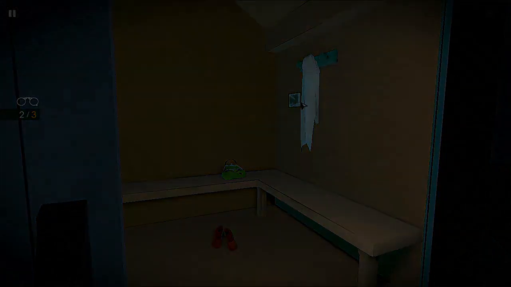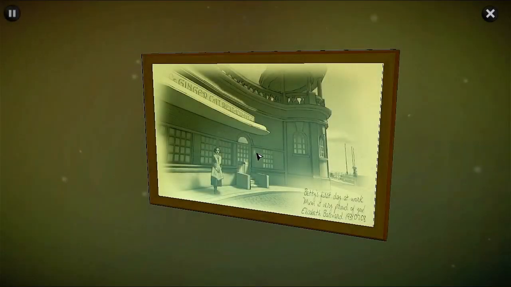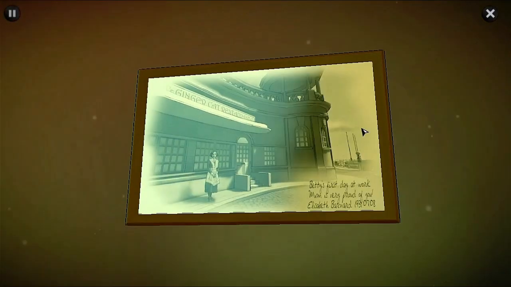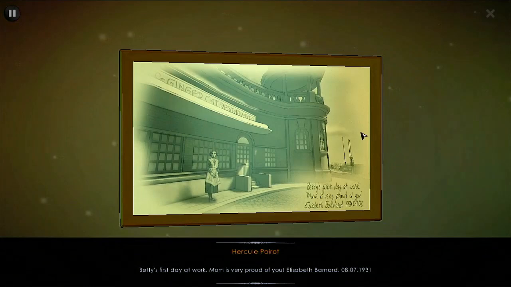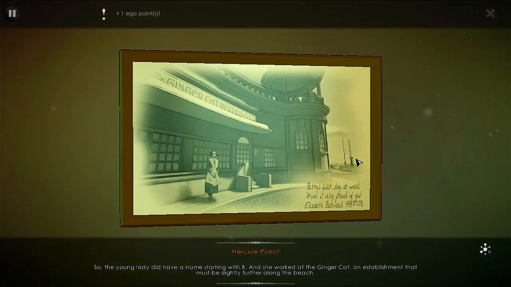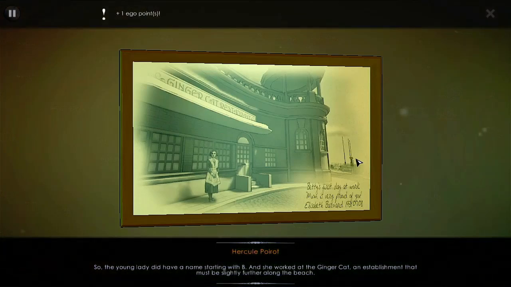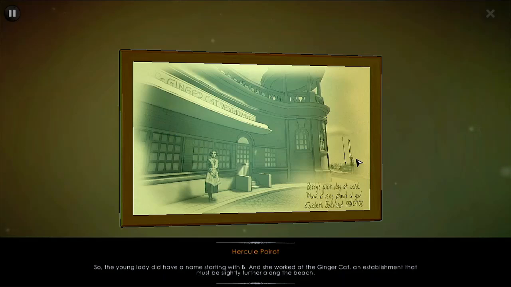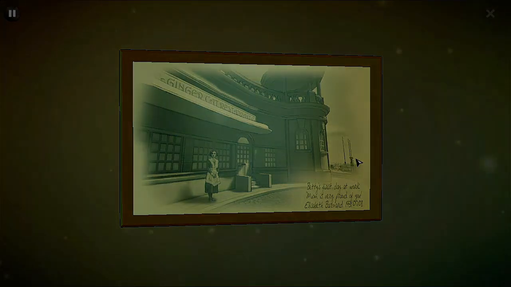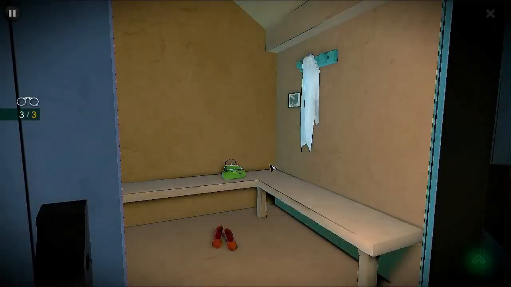Whatever it is over here. Oh, a picture. Betty's first day at work. Mom is very proud of you. Elizabeth Barnard, 7 August 1931. So, the young lady did have a name starting with B, and she worked as a ginger cat, an establishment that must be slightly further along the beach. Okay. I think that's everything.